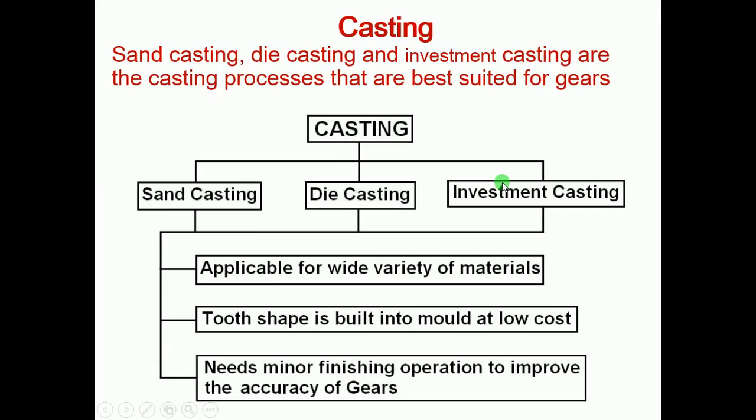Now let us discuss the casting processes. All of you know the casting processes. There are different types of casting, but among the different casting processes, only sand casting, die casting, and investment casting are most suited to manufacture gears, because they are applicable to a wide variety of materials. Teeth are built into the mold at low cost. They need minor finishing operations to improve the accuracy of gears.